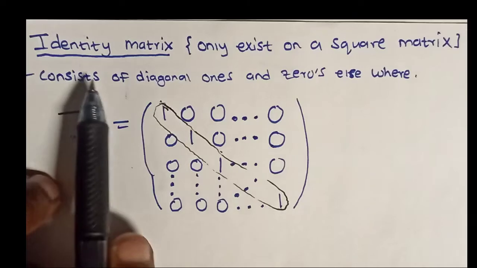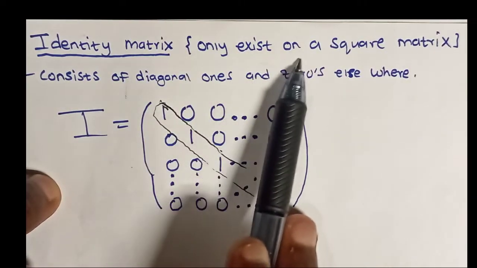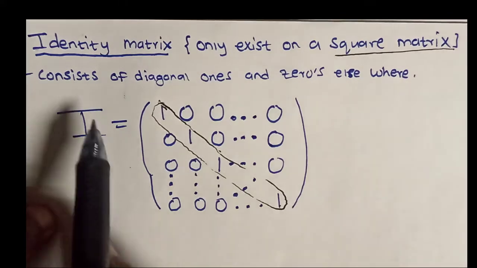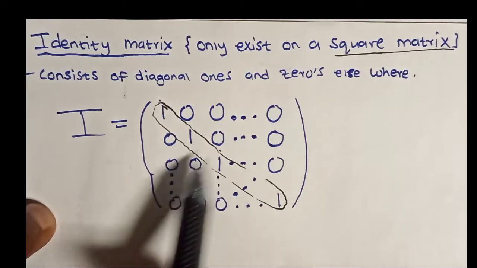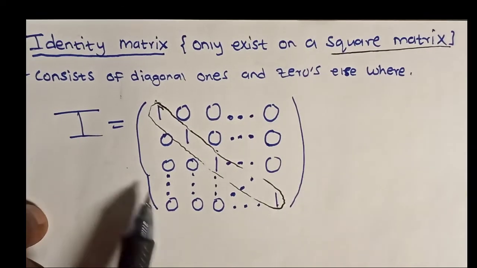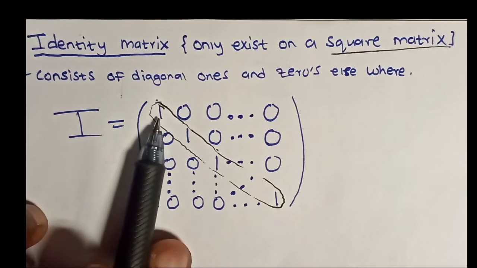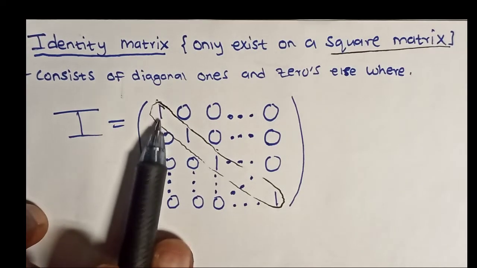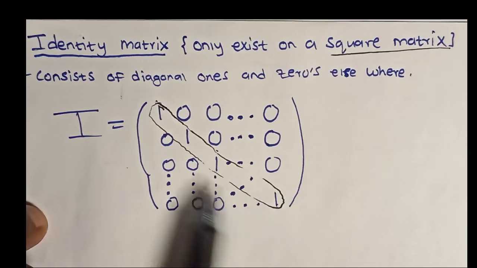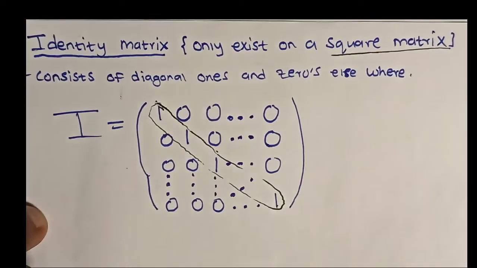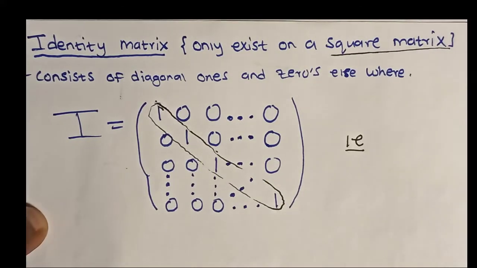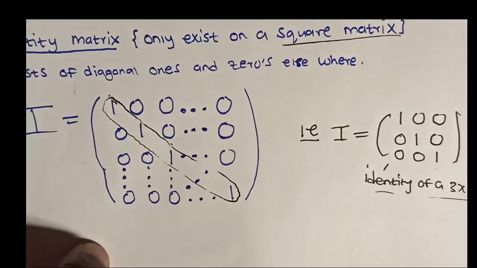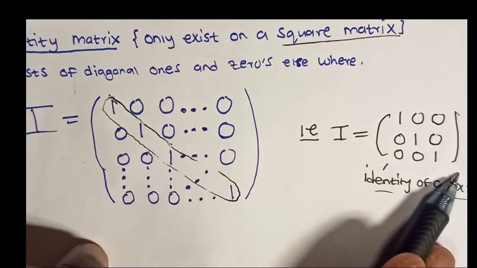We also have the identity matrix. This one only exists on a square matrix. It's a matrix defined by diagonal ones and zeros elsewhere. As you can see, these diagonal ones start from the top left to the bottom right. That's how they should be. And elsewhere, there are zeros. So we can have an identity matrix of a 3 by 3 matrix. This is how it's defined, as you can see.